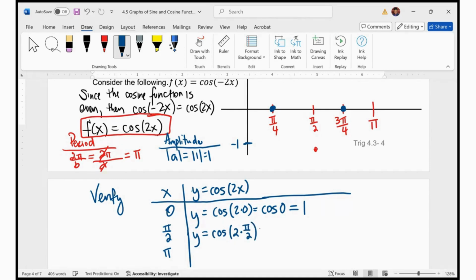Y equals cosine of 2 times pi over 2 now. How can I clean it up? What can I do right here? Cancel the twos. So really we end up with cosine of pi. What is the cosine of pi? -1.